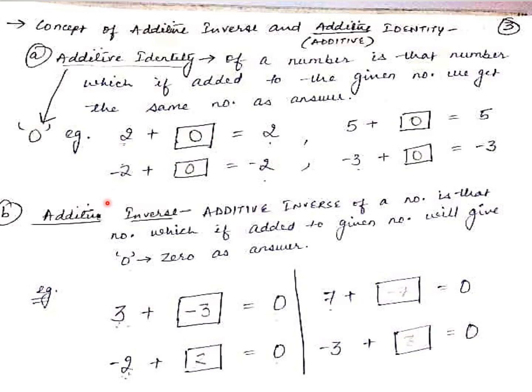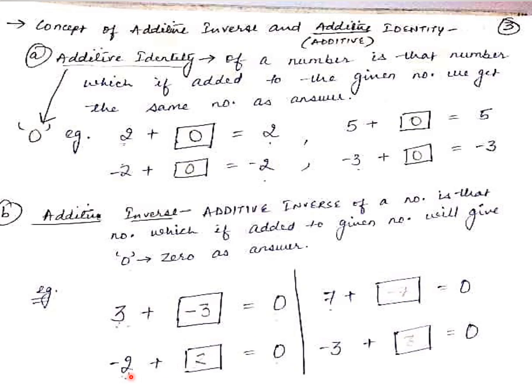Understood? Similarly, what is additive inverse? Additive inverse is that number which, if you add to a given number, you will get 0 as the answer. Suppose you have 3 with you and someone asks, what should we add to 3 to get 0 as the answer? Obviously, you will add the same number but with a different sign, that is minus 3. Similarly, what will you add to 7 to get 0? You will add the same number but with a different sign, that is minus 7.